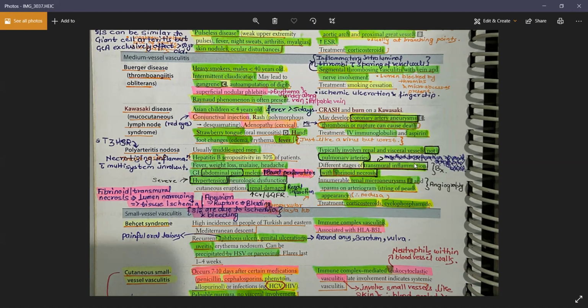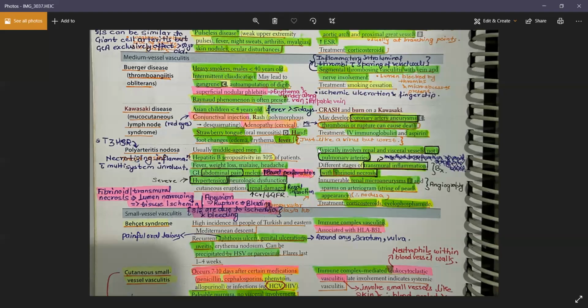And when you do the biopsy, you will see the inflammation and the necrosis. Okay, and please remember one thing, that the pulmonary arteries are not involved. So you won't get any pulmonary symptoms, no dyspnea, no shortness of breath, no orthopnea, nothing. But every other organ could be involved.